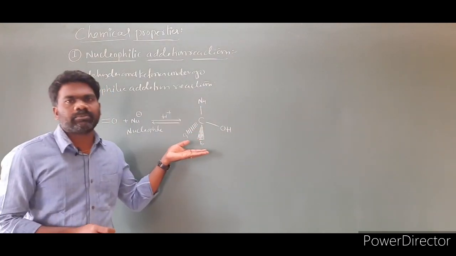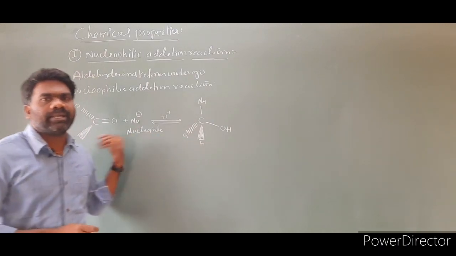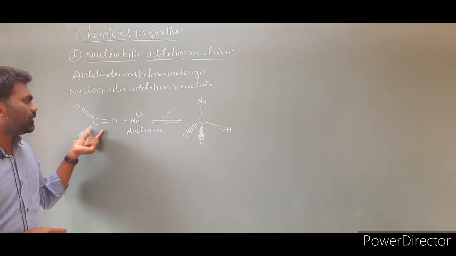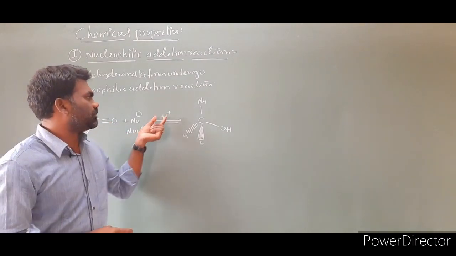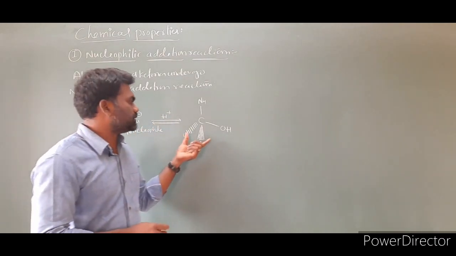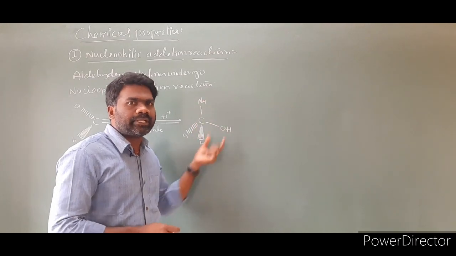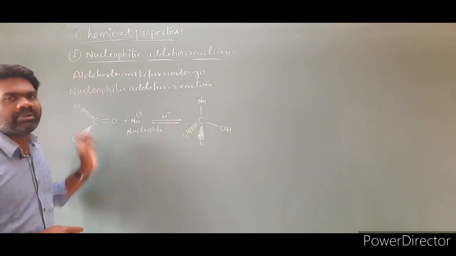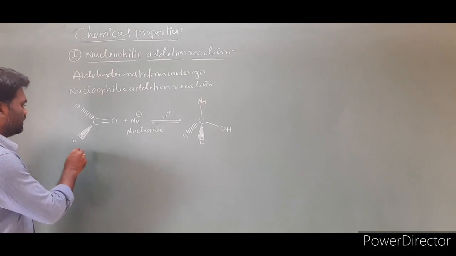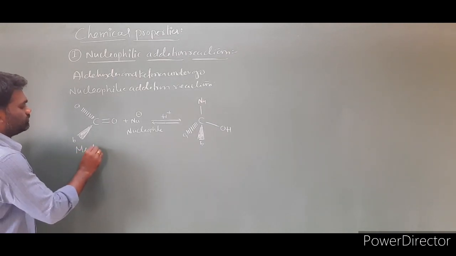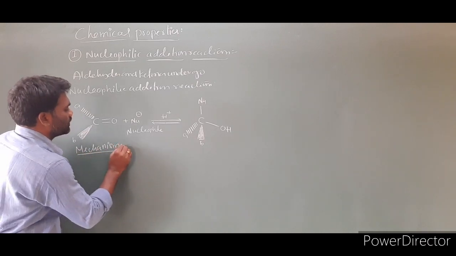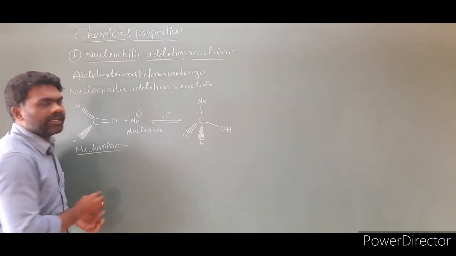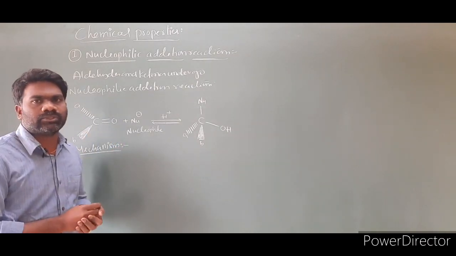Now how do we get this product? Let us understand by taking the mechanism. A carbonyl compound, aldehyde or ketone, reacts with the nucleophile and captures the proton from the reaction medium to produce the product. So how is the product formed in this reaction? Let us understand by taking its mechanism. Mechanism of nucleophilic addition of carbonyl compounds involves two steps.